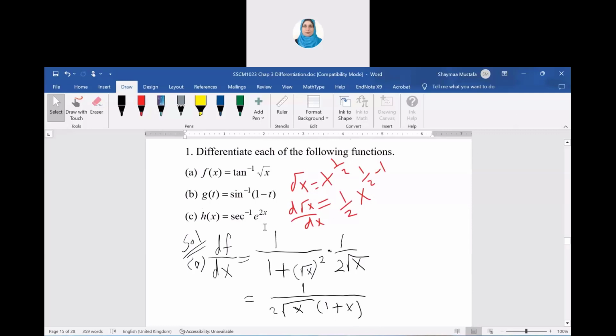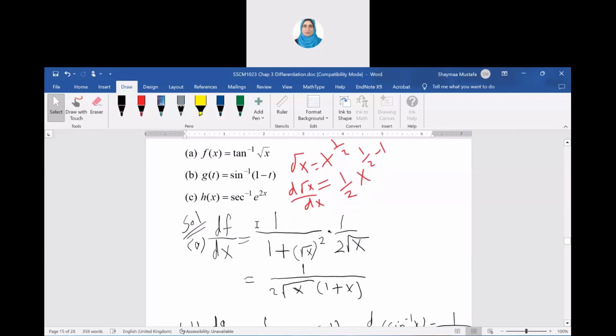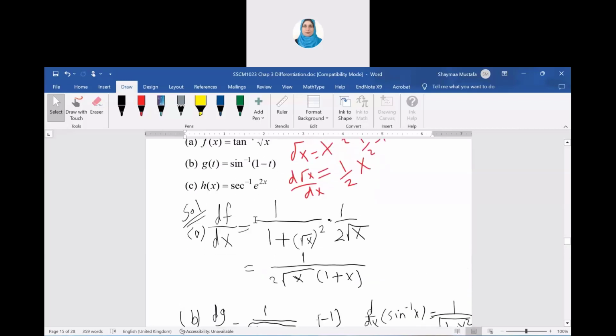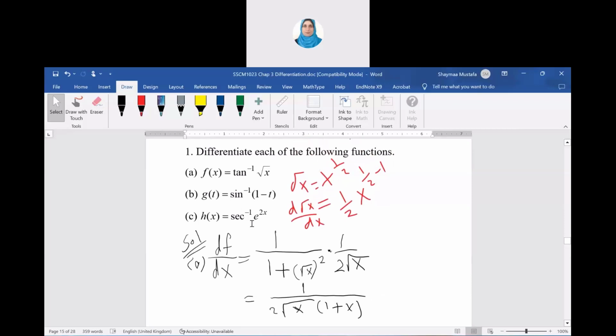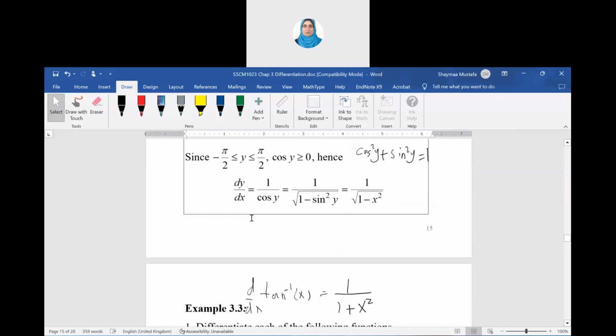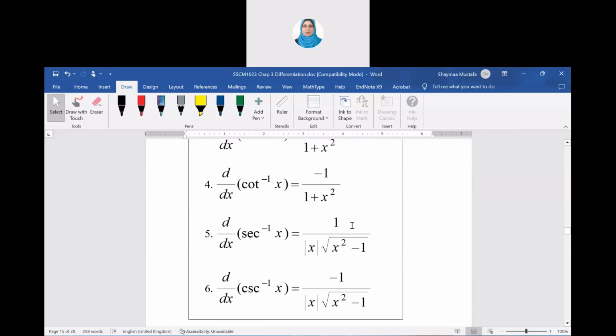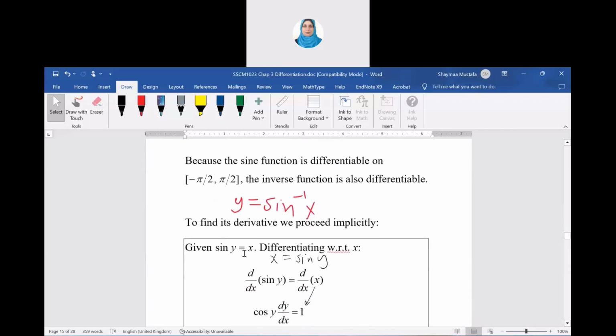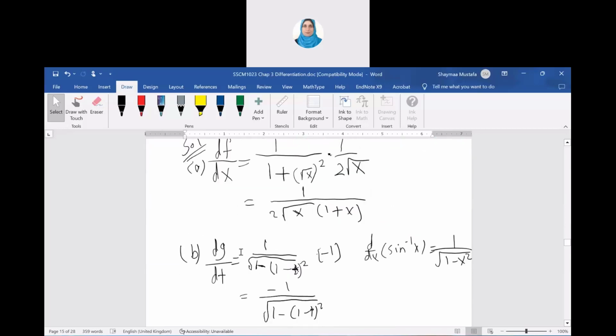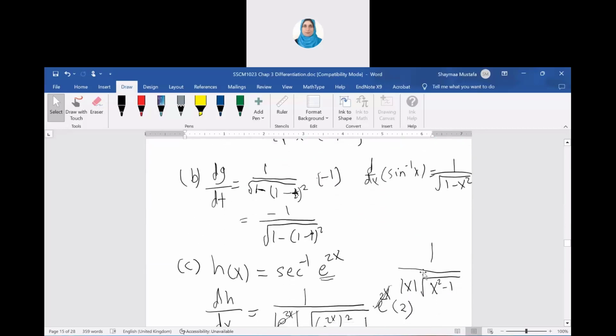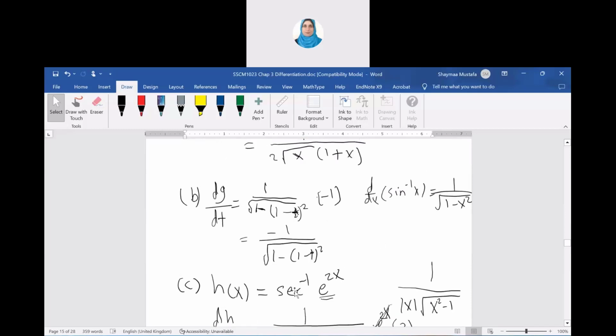Sec inverse e to the 2x. I will start from the derivative for sec inverse. What is the derivative for sec inverse? 1 over the modulus of x multiplied by the square root of x squared minus 1. So you need to take this one and apply it. This is the rule, and I will apply this rule.